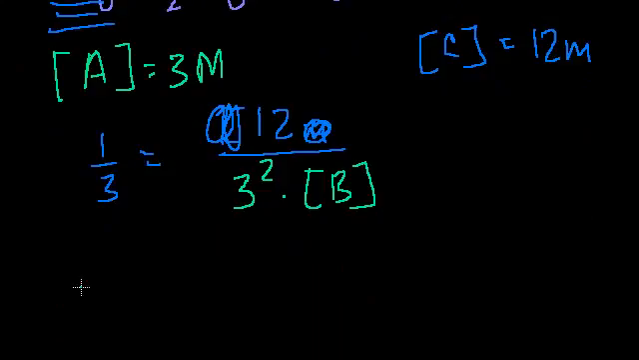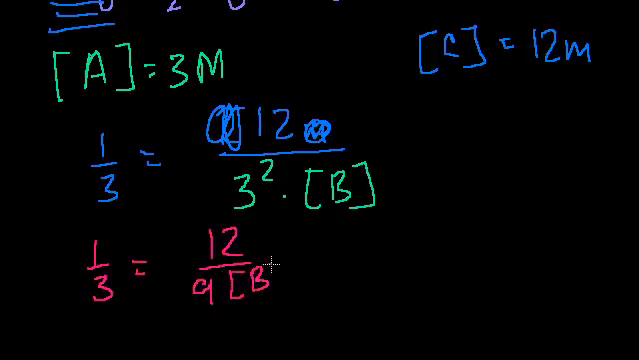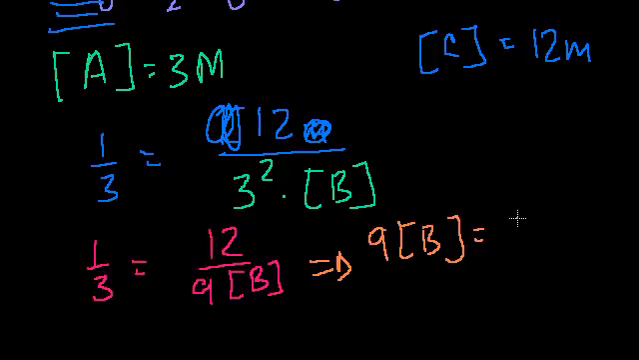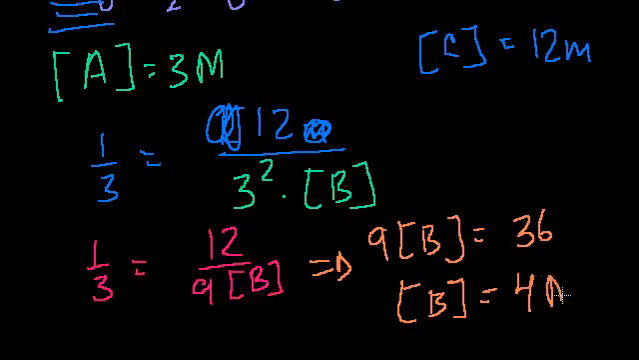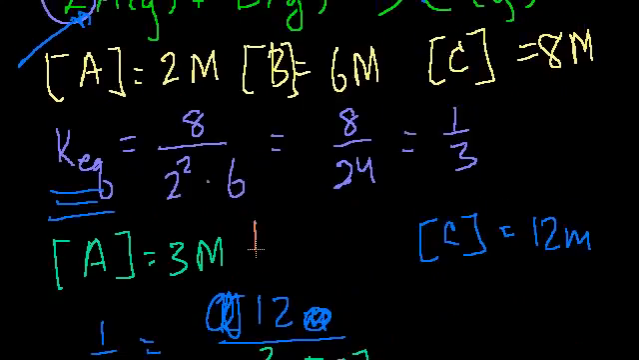And let's just solve this. So you get 1/3 is equal to 12 over 9B. So if we just cross multiply, we get 9 times the concentration of B is equal to 3 times 12, which is 36. And so divide both sides by 9. The new concentration of B is 4 molar.